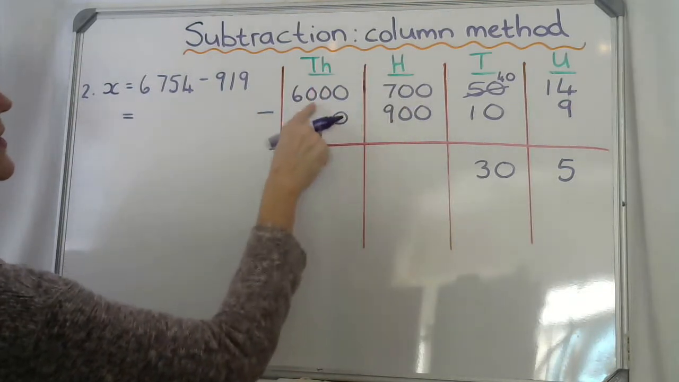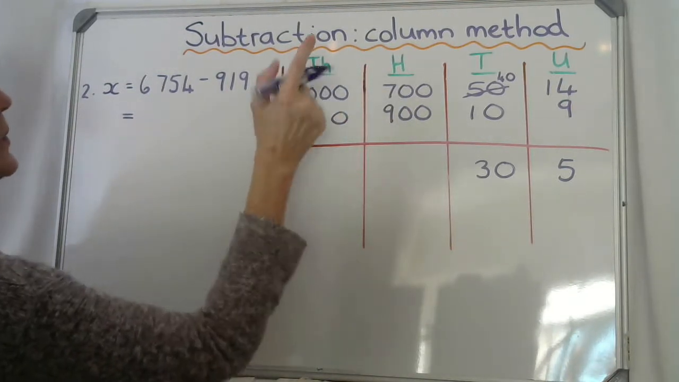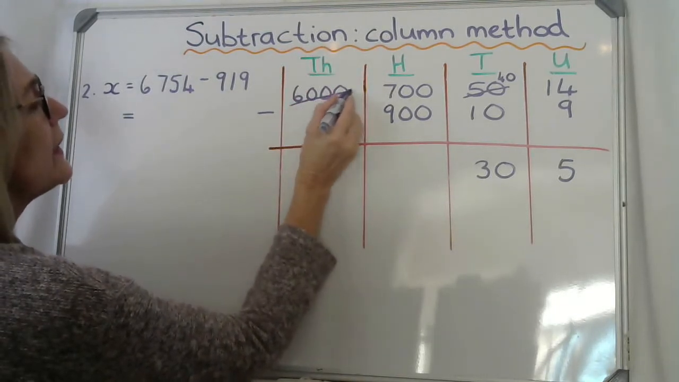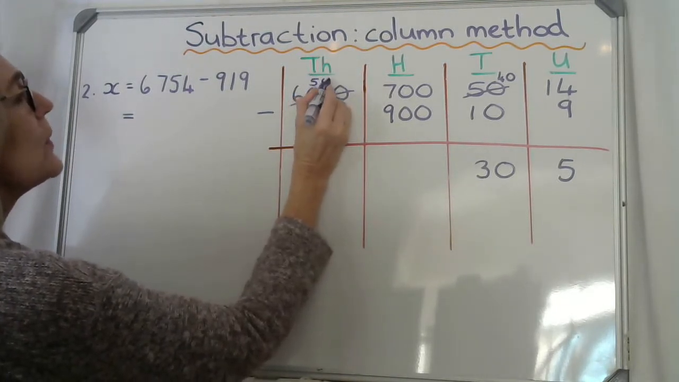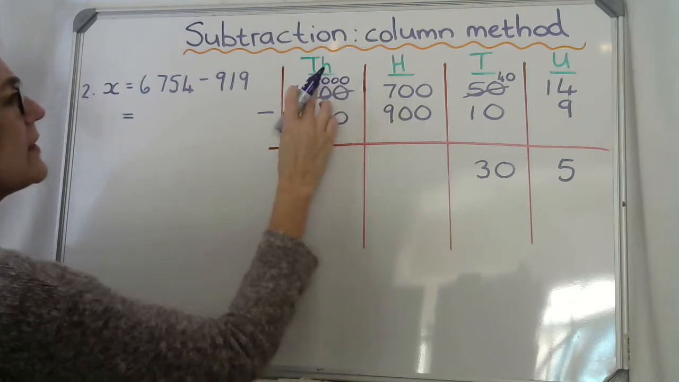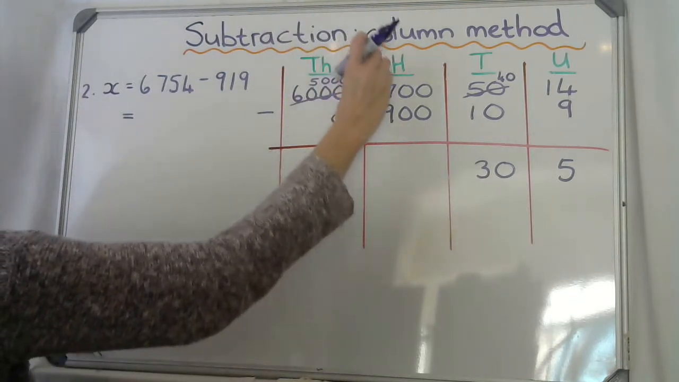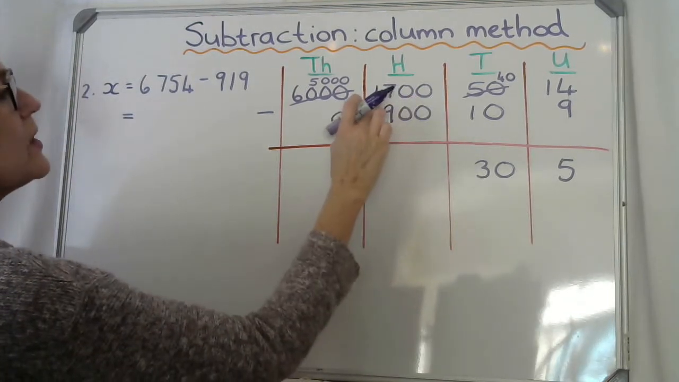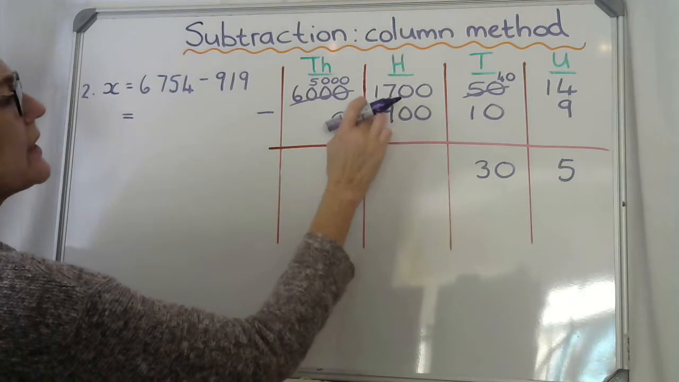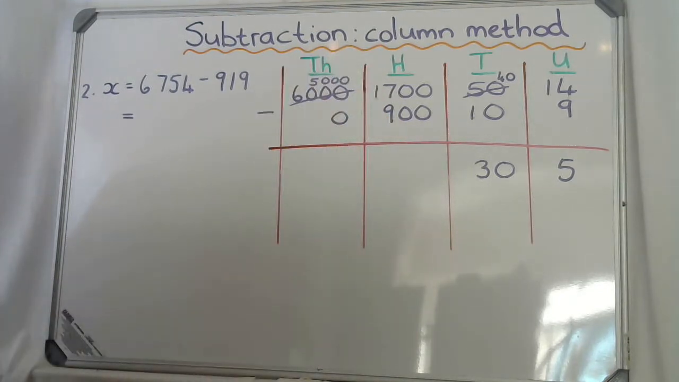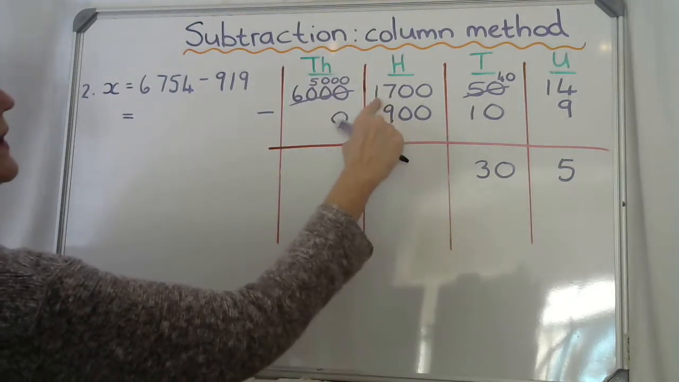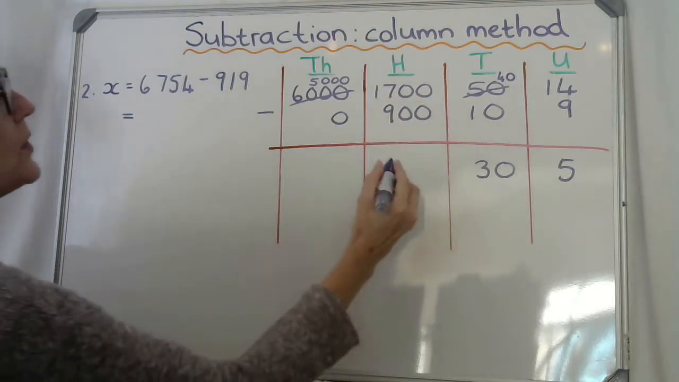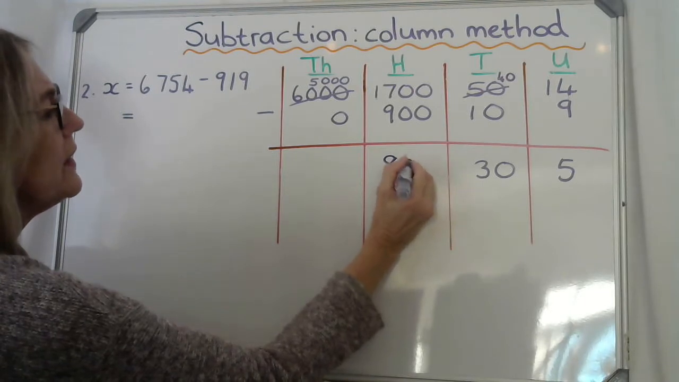So we go across to the left and we borrow 1,000 because we're in the thousands column. So we cross that out and we are left with 5,000 in this column, and we take the 1,000 across to where we need it and we can put it there because that is the place where the thousands go next to the hundreds. That looks better. Now we've got 1,700 minus 900, which gives us an answer of 800.